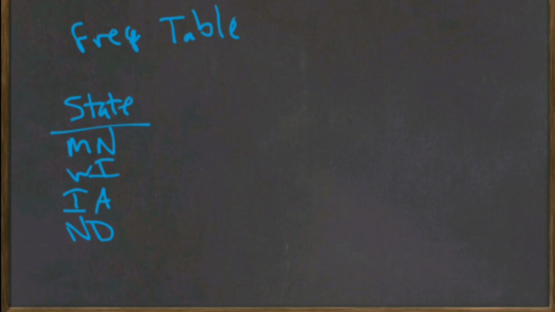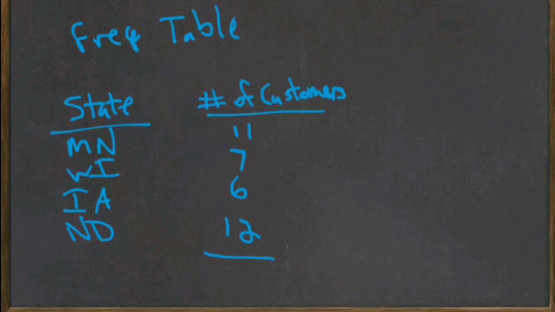And then we would want the number of customers or something. That's where we would then need to count up all of these, however many times Minnesota showed up. And so maybe I'll just make this up: 11, 7, 6, and 12. And so then we would have that this is a frequency table.